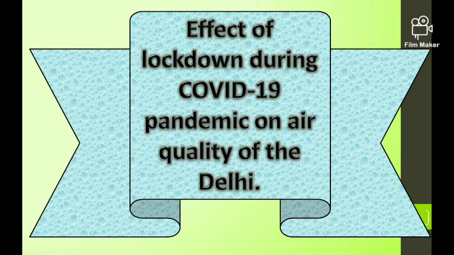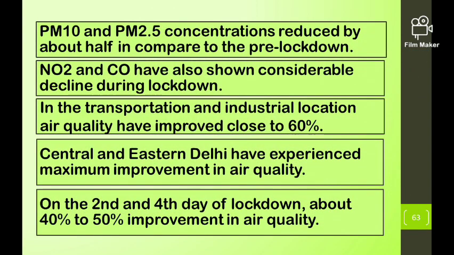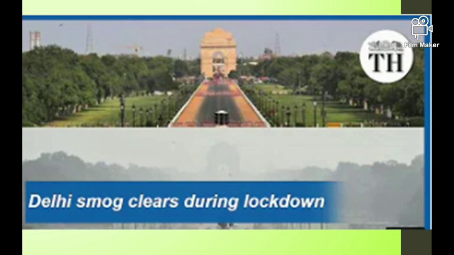Now let us see the effect of the lockdown during the COVID-19 pandemic on the air quality of Delhi. PM10 and PM2.5 concentrations reduced by about half compared to the pre-lockdown period. NO2 and CO have also shown a considerable decline during lockdown. In transportation and industrial locations, air quality improved close to 60%. Central and Eastern Delhi have also experienced the maximum improvement in air quality. On the second and the fourth day of lockdown last year, about 40 to 50% improvement in air quality was seen. Now let us see a video showing how the smoke clears from Delhi during the lockdown last year.